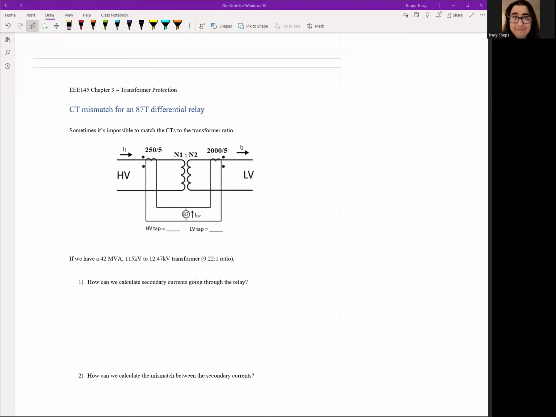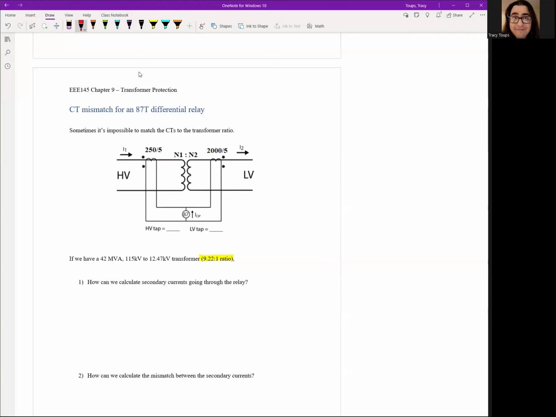So sometimes you might have a very weird turns ratio. For example, here, if we have a 150 kV system to 12.47 kV system, we have a turns ratio of 9.22 to 1. There's no way you could go to a CT manufacturer and say, I want a 9.221 CT. They're going to look at you like you're funny. They're going to say you have the option of 250 to 5, 300 to 5, 400 to 5. We're not going to custom wind it for you. And so you have to just do your best guess.